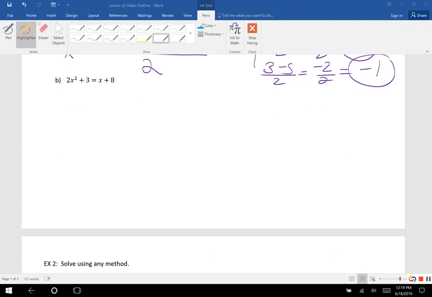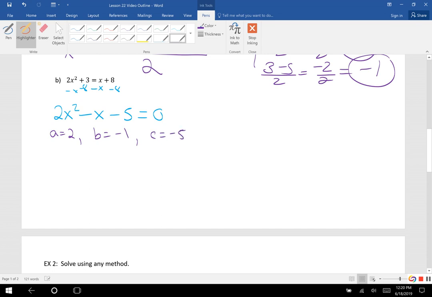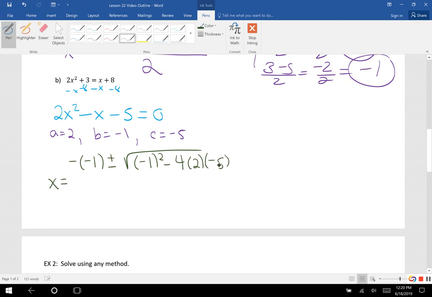Let's do another example. So first thing we have to do is set one side to 0. So I'm going to minus the x minus the 8. That gives me 2x squared minus x minus 5 equals 0. So that means my a is 2, the b is negative 1, and the c is negative 5. Plugging that into my quadratic formula, negative b plus or minus the square root of b squared minus 4 times a times c, all over 2 times a.